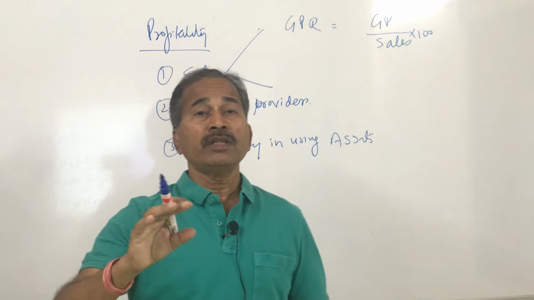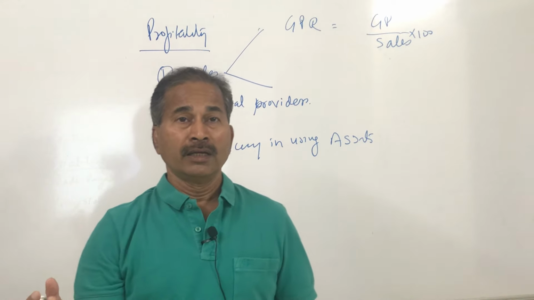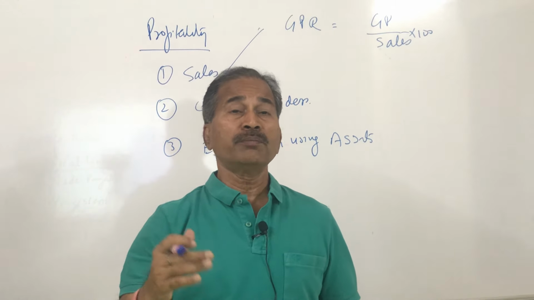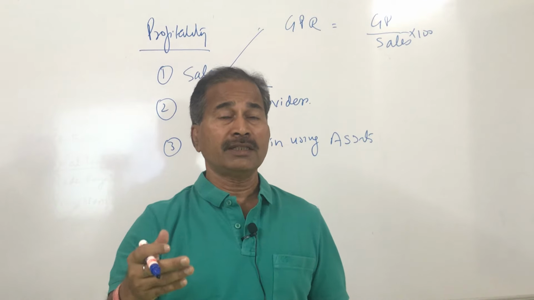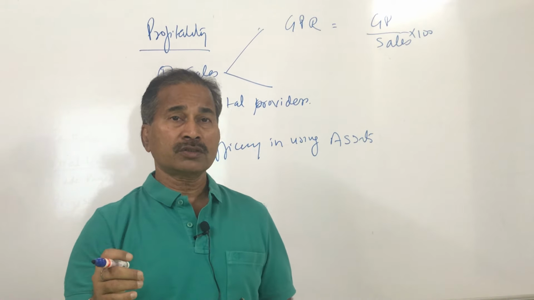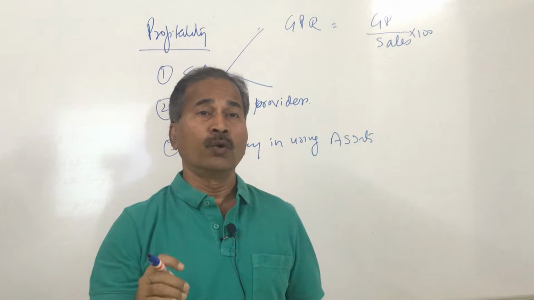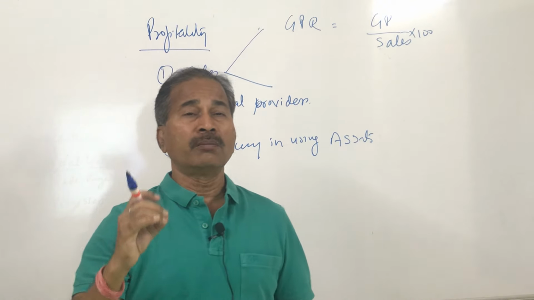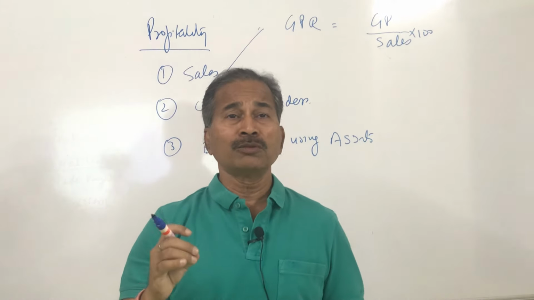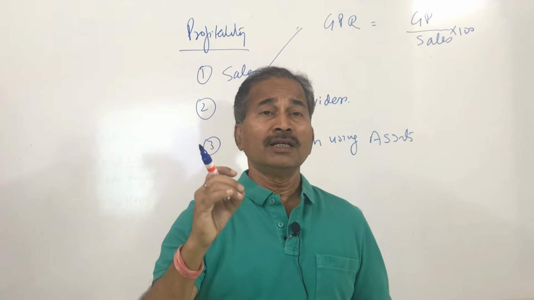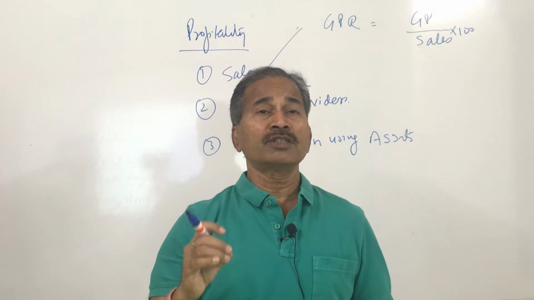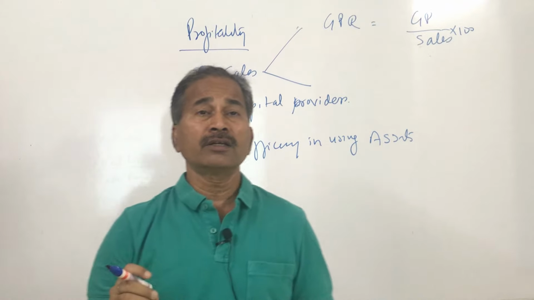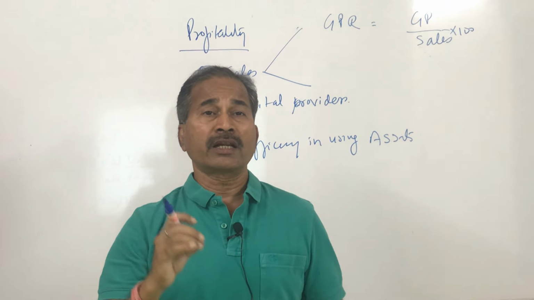Gross profit ratio, friends, remember, tells us about the attractiveness of the industry in which this company is. Remember, when will the gross profit of a company be very high? Gross profit of a company will be very high when number 1, the company is able to command a good selling price, and number 2, the material cost of the company is relatively low. So only in the situation where the company is able to command a premium selling price, and the material cost is also low, in such a case the gross profit of this company is going to be very high. So gross profit, please remember, is an indicator about the industry attractiveness.